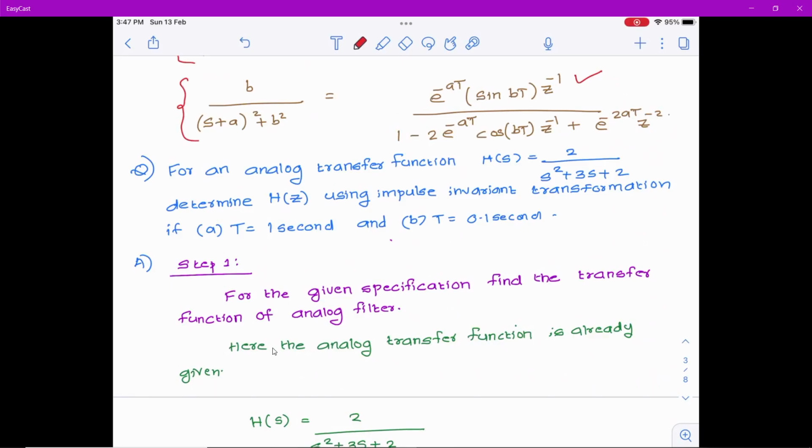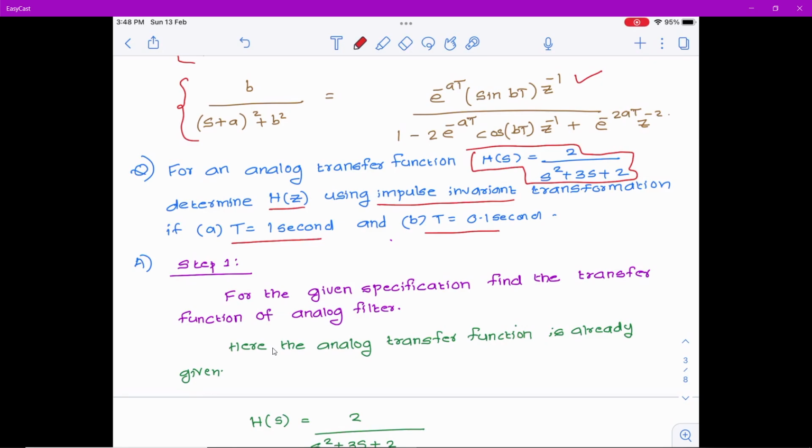In this problem, you are given an analog transfer function. The analog transfer function is H of s equal to 2 by s square plus 3s plus 2. Determine H of z. You want to find the Z transform of the digital filter using the impulse invariant transformation for a sampling period of 1 second and a sampling period of 0.1 second.